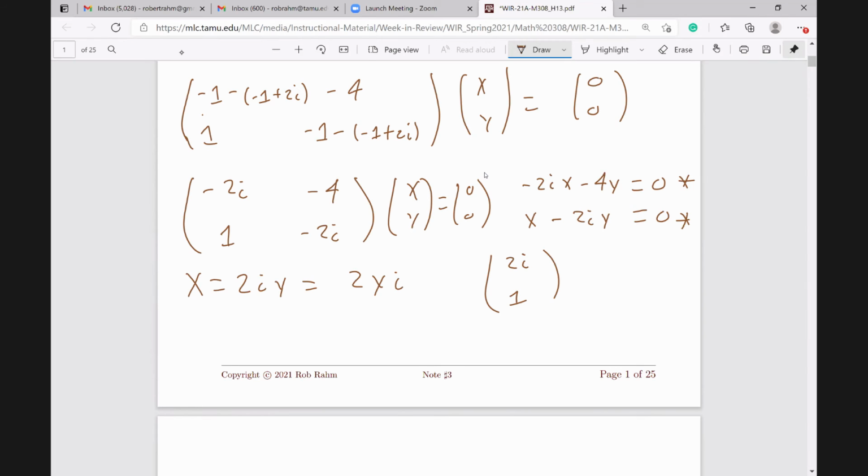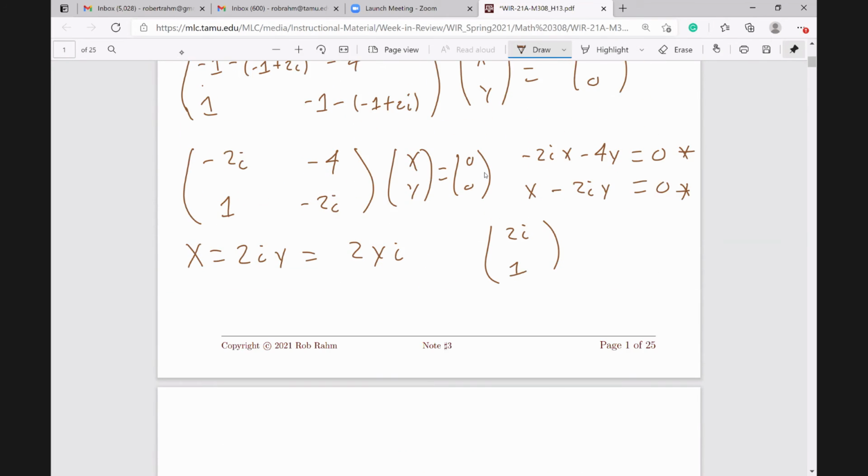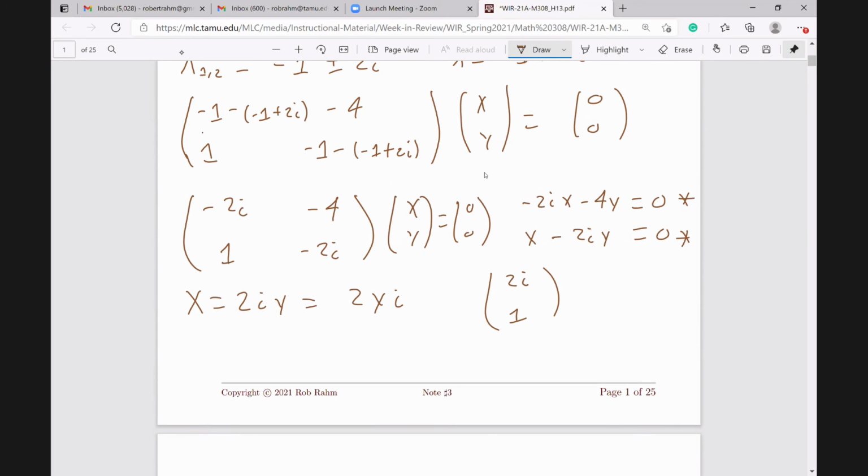So hold on a second. Since these equations are multiples of each other, I can just forget about one of them. And so I'm just going to concentrate on the bottom equation, and that bottom equation tells me x is equal to 2iy. Ah, I see. So when the equations are multiples of each other, you can just forget about one. Yeah.